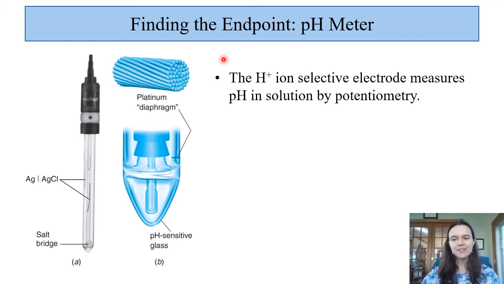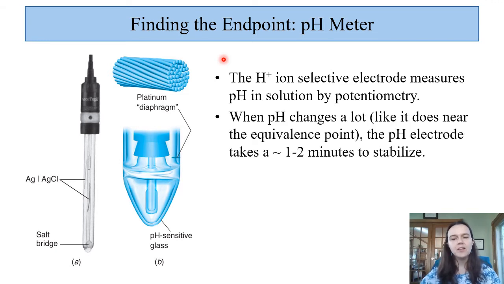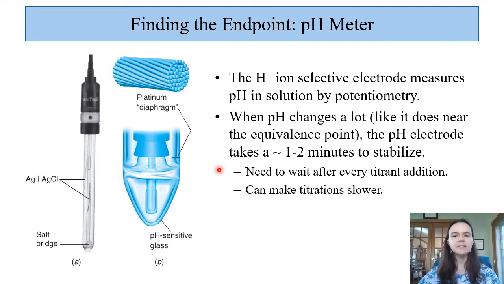I have other videos teaching you about potentiometry. When the pH in solution changes a lot, as it does when we're approaching the equivalence point, the pH electrode takes a couple of minutes to stabilize, and that's so that you can get exchange between the ions in the pH-sensitive glass and the ions in solution. This means that after you drip a certain amount of titrant out of the burette, you need to wait for the pH meter reading to stabilize. As a result, this can make titrations slower, particularly in that area near the equivalence point.